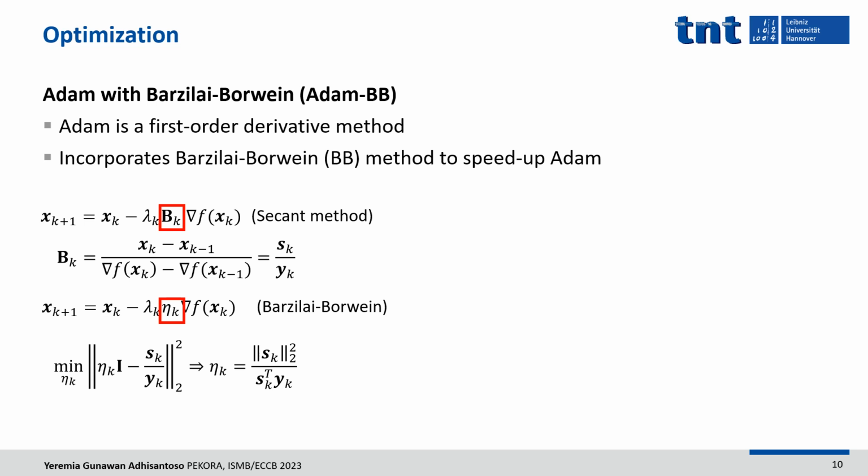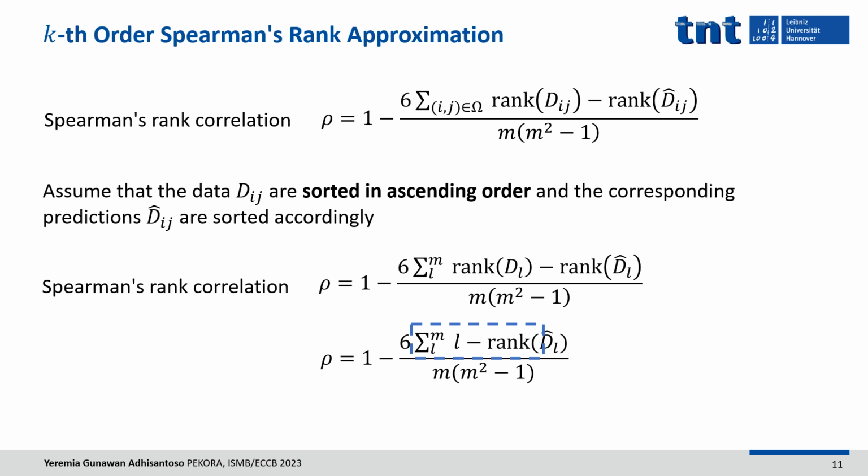But because it is squared error, we can compute the minimum point, and then we can estimate directly the constant. So now I will talk about the kth order Spearman approximation. Assume that, for example, our data are sorted in ascending order and the corresponding predictions are sorted accordingly. We can reformulate the Spearman rank correlation into the one that's shown below here.